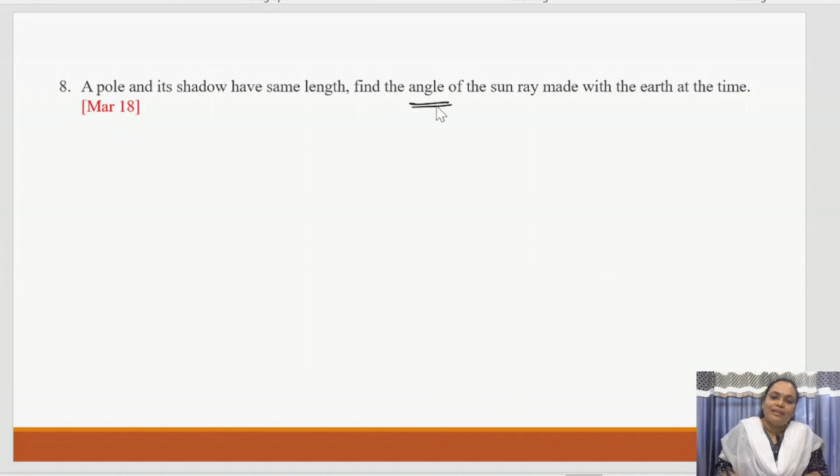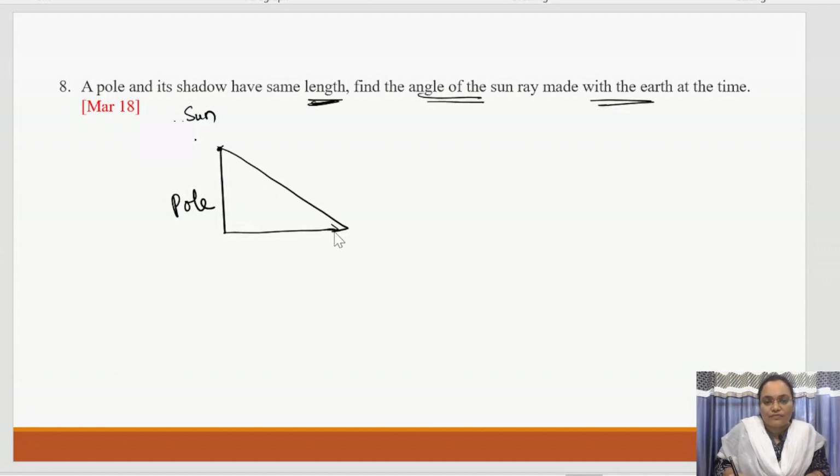So we need to find the angle. If you take this is a pole and you have a sun here. When sun rays are falling on the pole, you will get a shadow on the earth. So the angle is formed. Okay, this is the angle made with the earth. Okay, with the help of the ground, the angle is formed. Clear? This is the theta.